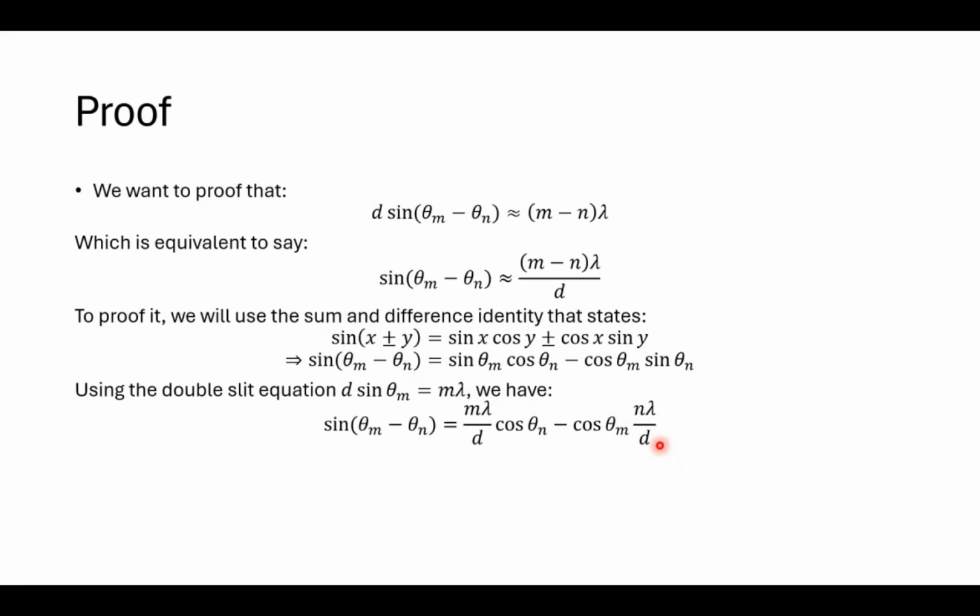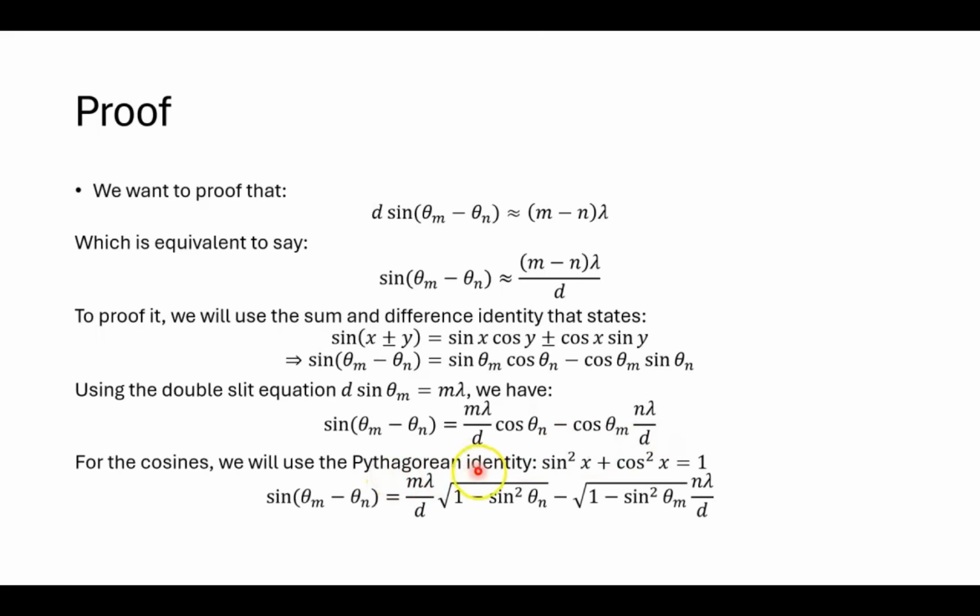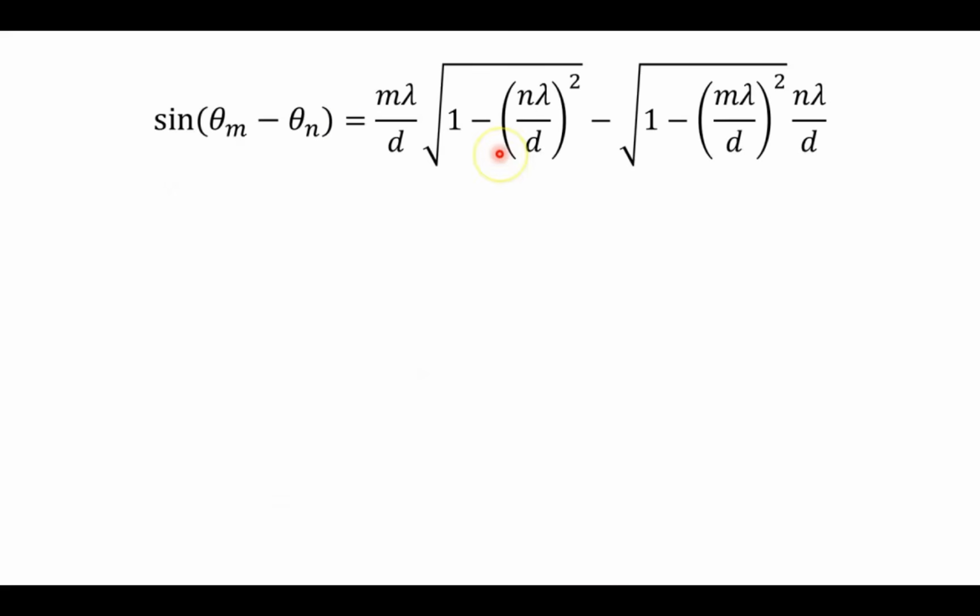And now the next thing for the cosines, we use the Pythagorean identity that states that the square sum of the sine and cosine is equal to 1. So to get the cosine, we just basically move this sine to the other side and take the square root. So it will be like this. And then we can use our double slit equation again to replace these two sines here with their respective n lambda or m lambda divided by d. So this is the relationship, the equation we have worked out in the last slide.